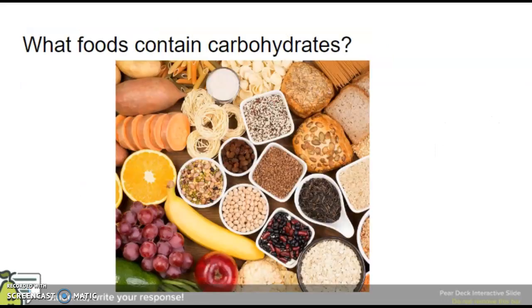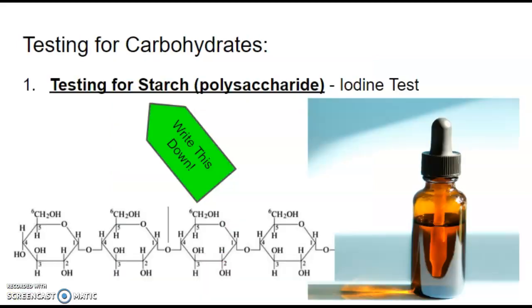So what foods have carbohydrates? Go ahead and write down a couple of these. So fruits have carbohydrates, dried beans, rice, pasta, bread, potatoes. These are all foods that have carbohydrates. So the last thing we're going to do is talk about how do we test for carbohydrates. And remember we said there were two different categories of carbohydrates, simple ones made of one hexagon or two, and complex ones made of more than one.